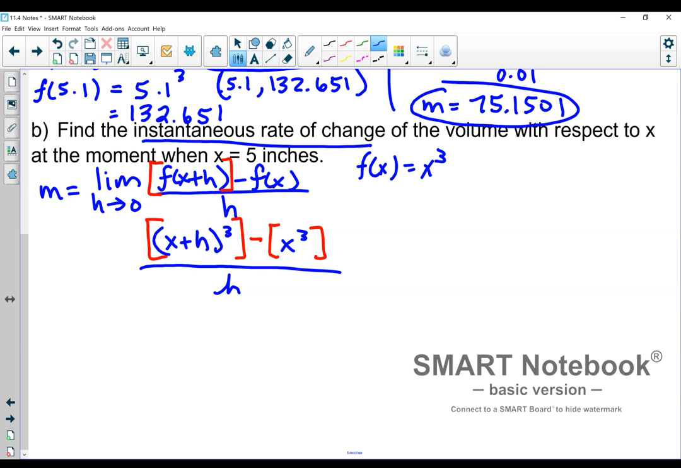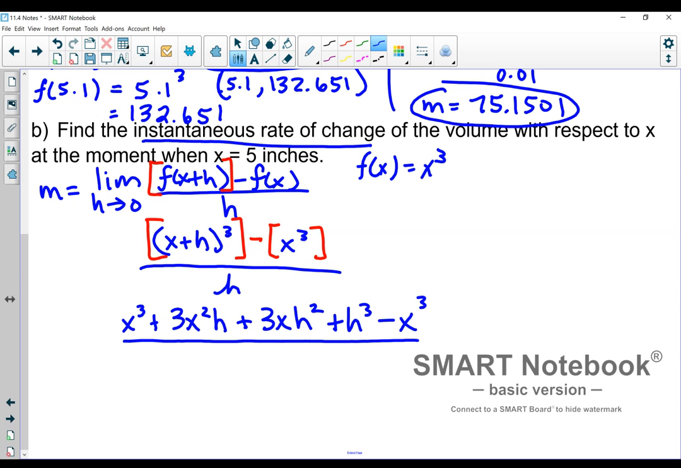So when I cube, I need to remember Pascal's triangle. My coefficients would be 1, 3, 3, 1. So I'll have 1x cubed plus 3x squared h plus 3xh squared plus h cubed. And then remember, we have to distribute the minus here, so just really minus x cubed. So I am finding the limit as h goes to 0.